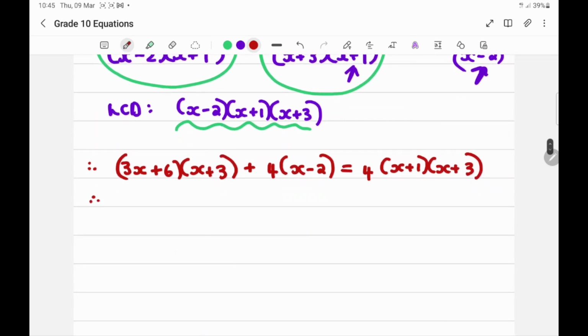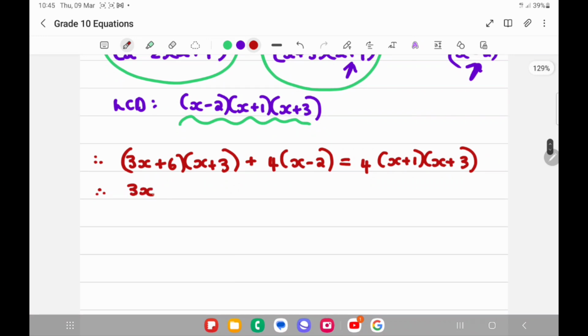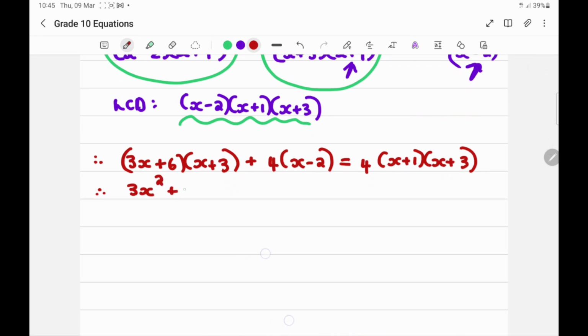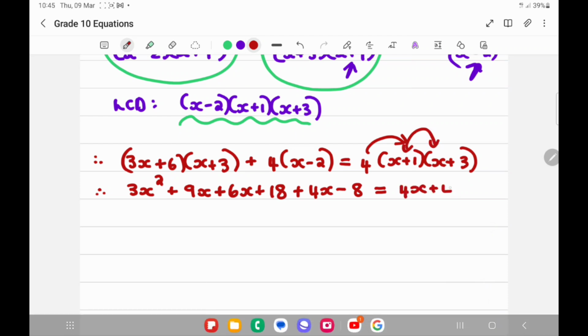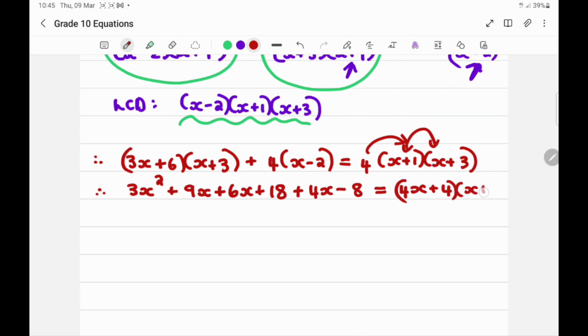Okay. Thus, if you had to FOIL that out, 3x squared plus 3 times 3 is 9. Oh, you people, so many times you say 6. I don't know why. Okay, 3 times 3 is 9x plus 6x plus 18 plus 4x minus 8 is equal to, you can either bring the 4 in first or you can FOIL first. It doesn't matter. So I'm going to take the 4 in, and that's going to multiply with x plus 3. You could have FOILed as well and then only bring in the 4.